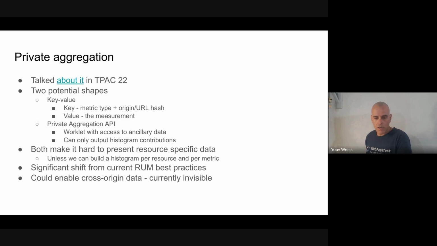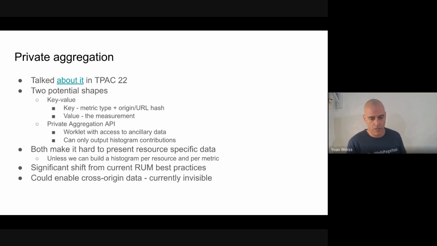One is an API that is key value based, where essentially we can have an API that defines the key and the measurement, and that gets uploaded to an aggregation server. The browser defines metrics based on some predefined keys and values, where the key is the metric type plus the origin or the URL hash that the metric is attached to. And then the value is the measurement itself.